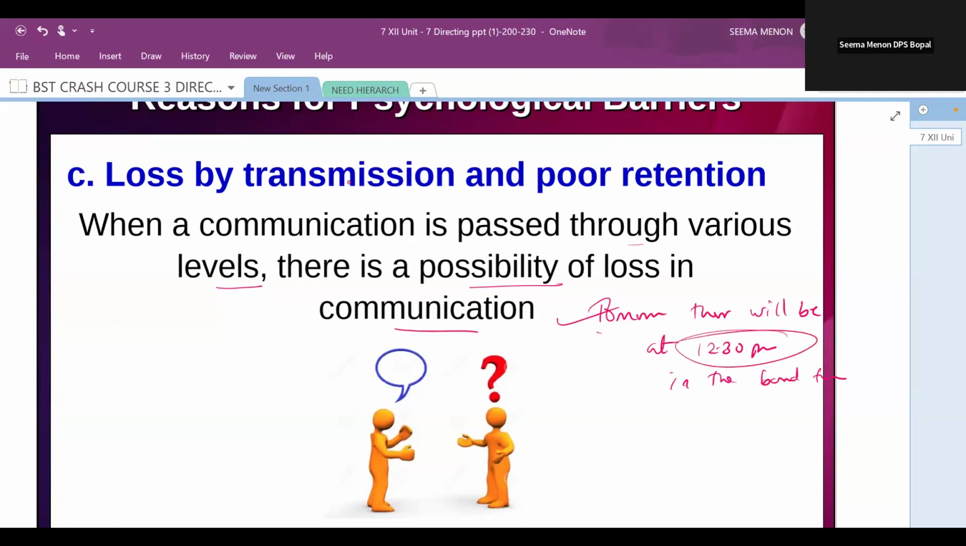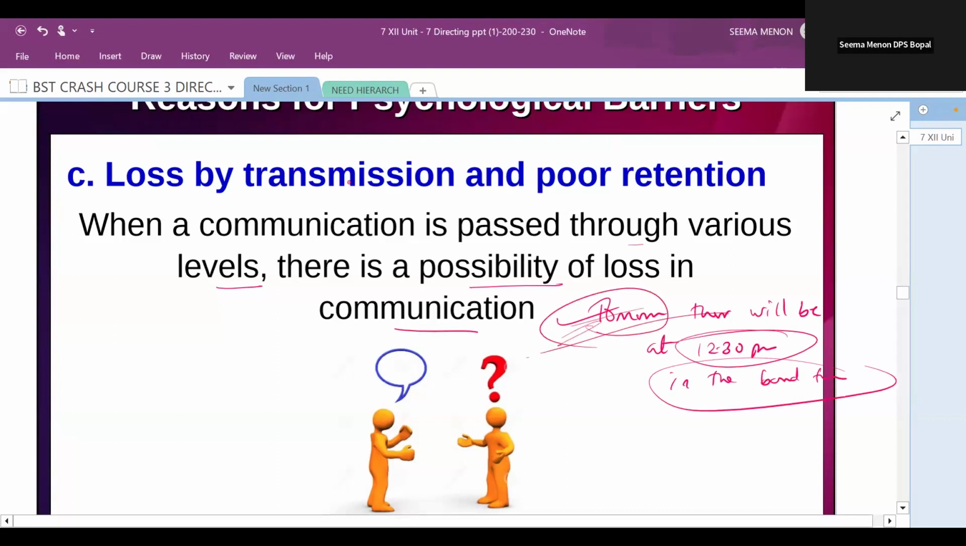The time may be skipped sometimes, or the venue may be skipped. This can happen, or they will not give importance to tomorrow, the day, the date, or whatever is mentioned. It can happen when a communication is passed from top level to bottom level. Various levels are included, so there is a possibility of loss in communication. A few pieces of information can be missing.